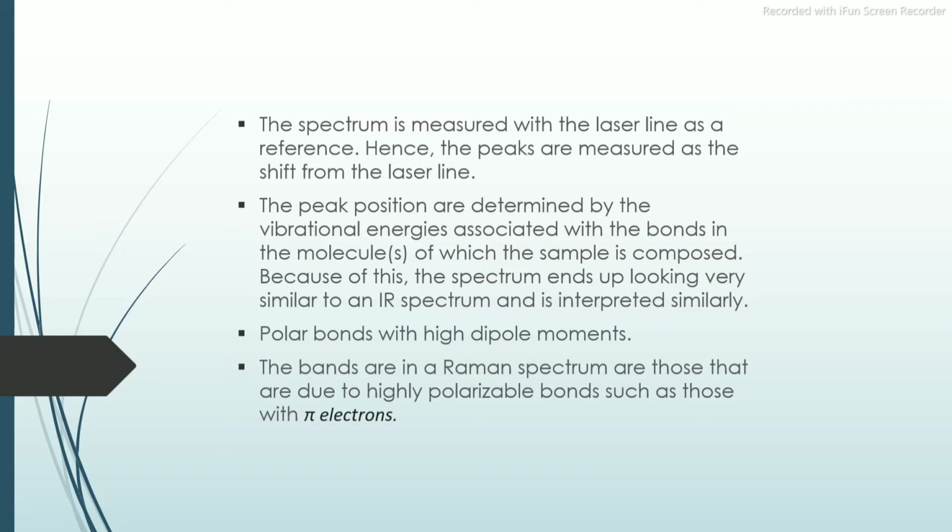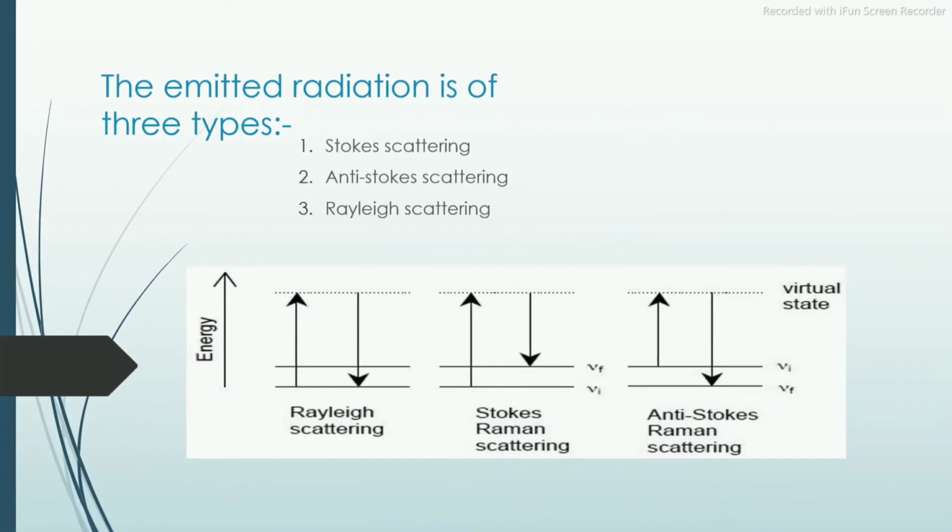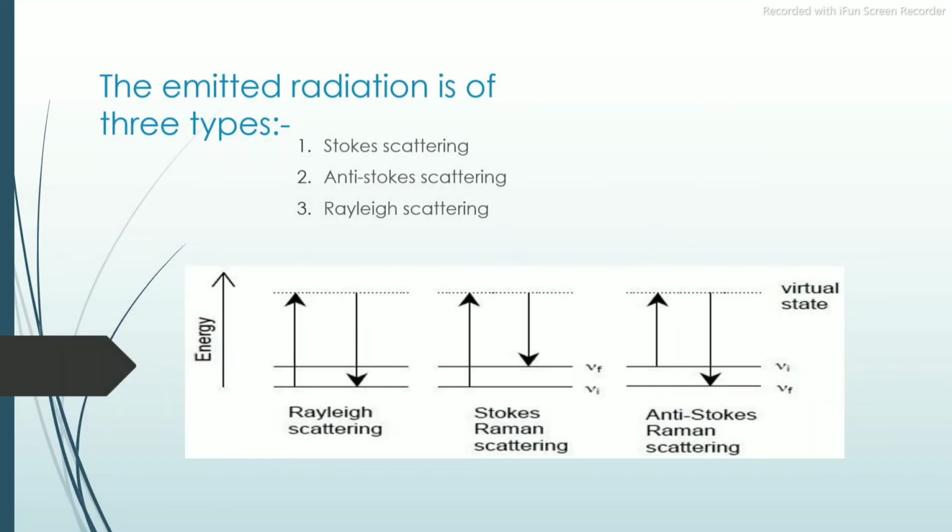Polar bonds with high dipole moments. The bands in a Raman spectrum are those that are due to the highly polarizable bonds such as those with pi electrons. Then the emitted radiation is of three types. First, Stokes scattering, second, anti-Stokes scattering, third, Rayleigh scattering. This is the diagrammatical explanation of scattering.